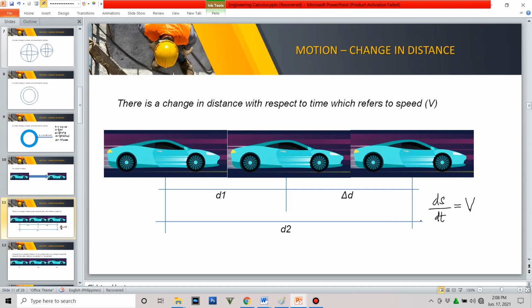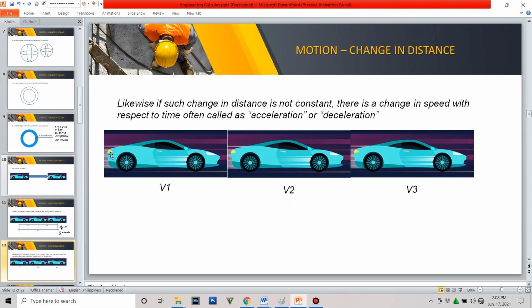In later chapters, we will know that that is actually time rates. This is what we call time rates, or d over dt. Later on we will go over with the details of that.